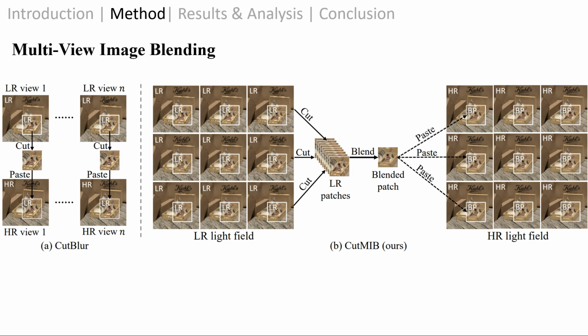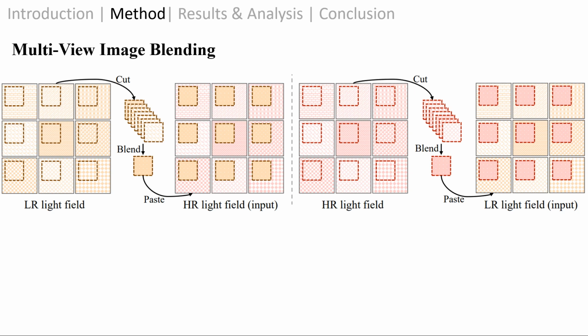Our CutMIB, which is inspired by CutBlur, first cuts low-resolution patches from different views in a low-resolution light field at the same position. The cut low-resolution patches are then blended to generate the blended low-resolution patch, which is then pasted to the corresponding areas of various HR light field views, and vice versa. Therefore, each augmented light field pair has partially blended low-resolution and blended HR pixel distributions with a random ratio.